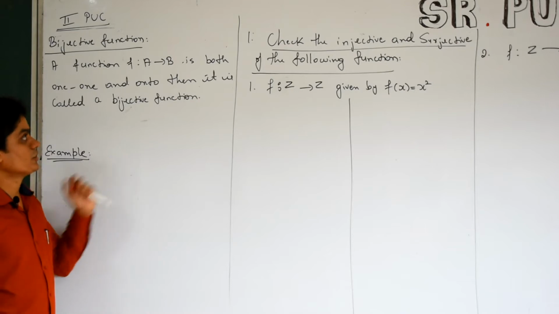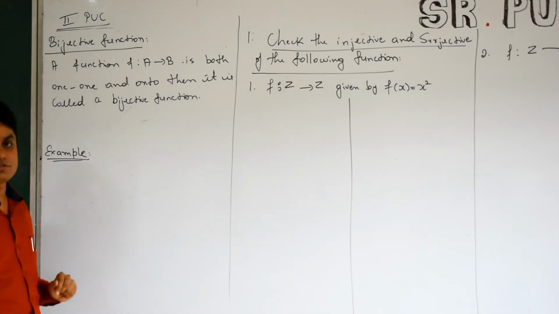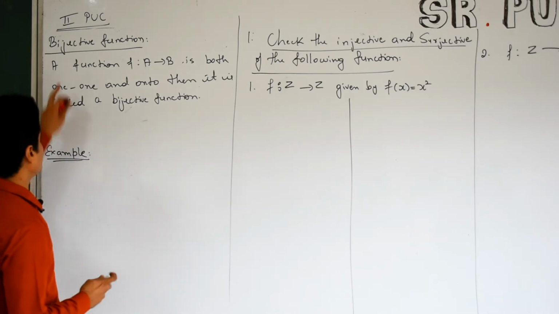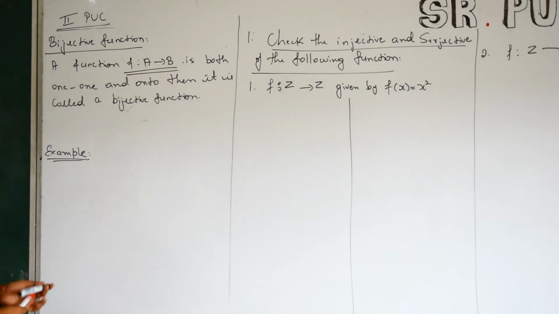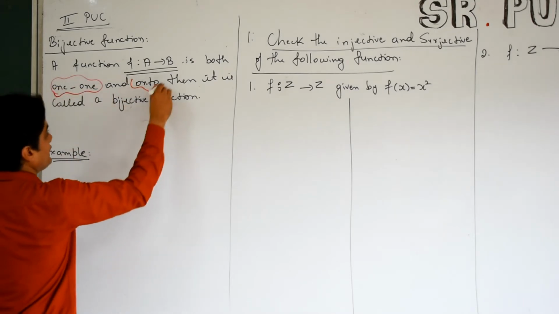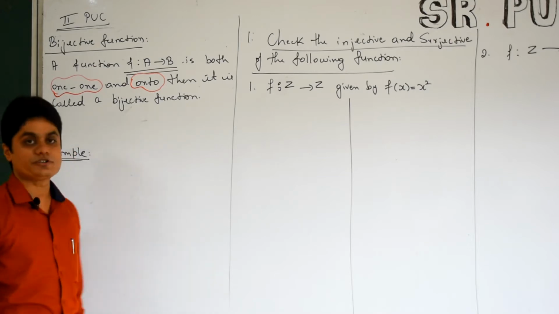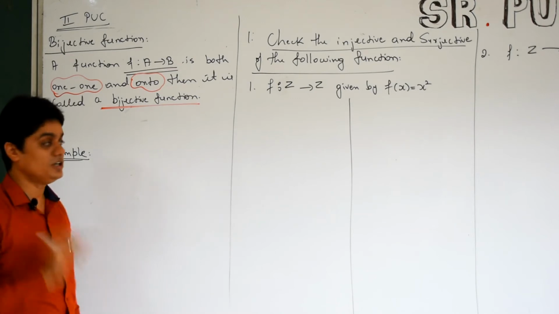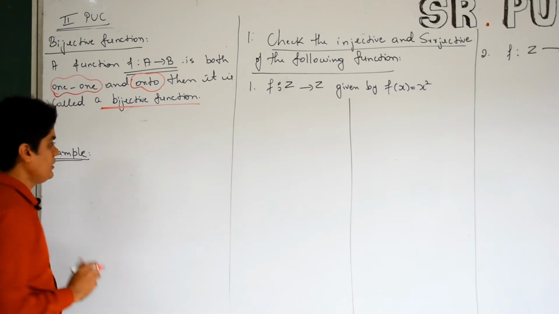Hello students. So, continuation of types of functions. In the last video you learned two types of functions. Continuation of that, it's called the bijective function. How to define it? A function f from A to B is called a bijective function if it is both 1-1 and onto. If the function is both 1-1 and onto, then such functions are called bijective functions. So remember, the f must be both 1-1 and onto.